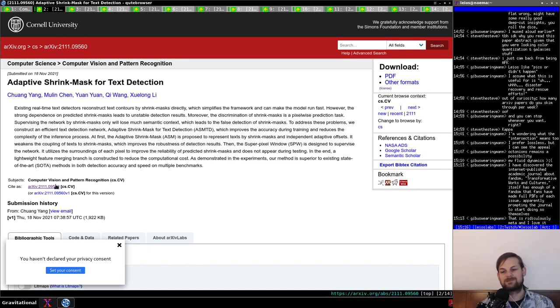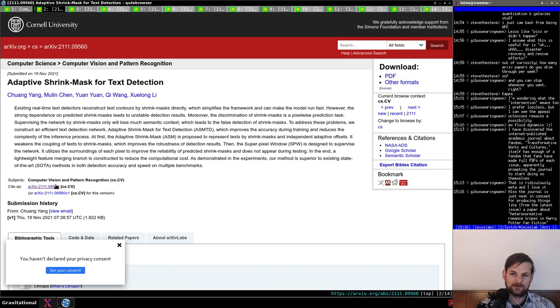Okay, so this one I was interested to see if they do like an affine mapping or something else. That's why I wanted to look into this one. So existing real-time text detectors reconstruct text contours by shrink masks directly, which simplifies the framework and can make the model run fast. However, the strong dependence on predicted shrink masks leads to unstable detection results. Moreover, the discrimination of shrink masks is a pixel-wise prediction task.